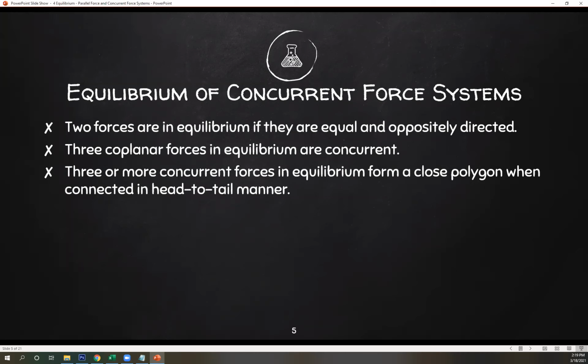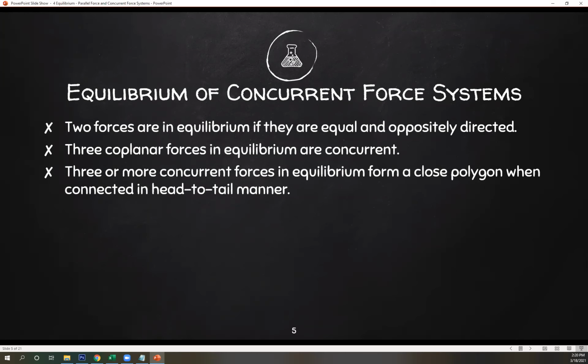Next, three coplanar forces in equilibrium are concurrent. Okay. So that's just a property. If you have three forces and if you solve for the resultant and it's zero, meaning they're in equilibrium, therefore those three forces are in equilibrium. And then, those three forces are concurrent.